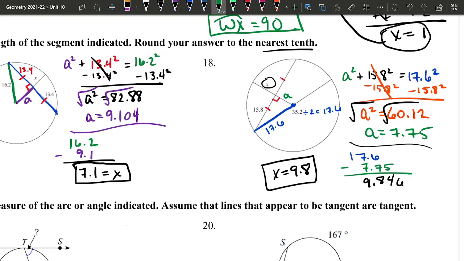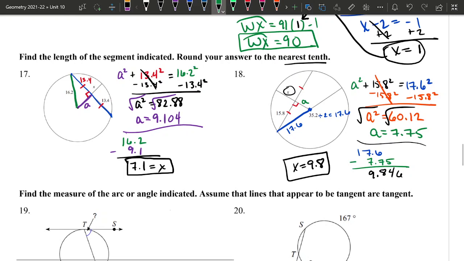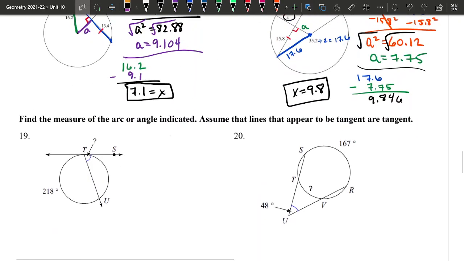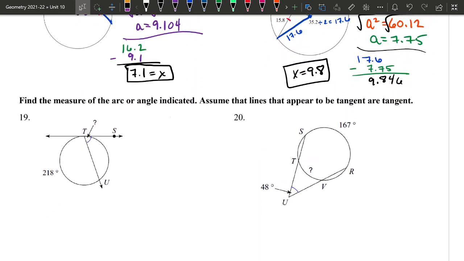All right. So that's when you use the Pythagorean theorem, and the radius is a perpendicular bisector to a chord. The next section: find the measure of the arc or angle indicated. Assume that lines that appear to be tangent are tangent. Okay. So here we have the question mark, what we're looking for.